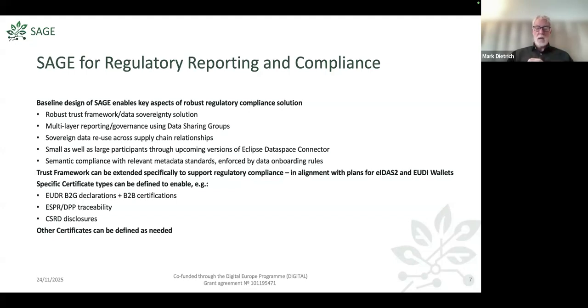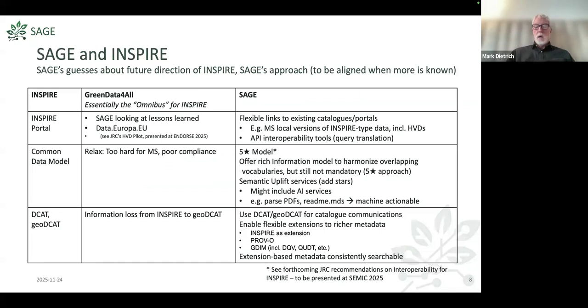It aligns with eIDAS 2, the European Digital Wallet, as well as specific certificate types that we will actually test in Sage, for example, the deforestation regulation, the ESPR, Digital Product Passport, traceability, as well as corporate sustainability reporting disclosures. And then other certificates can be defined as needed, and this would be something that would be managed in a type registry for Sage.